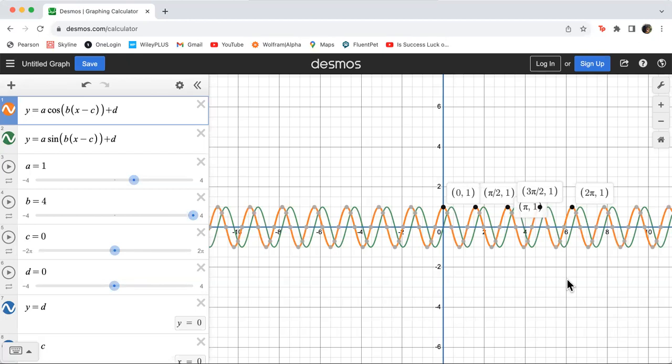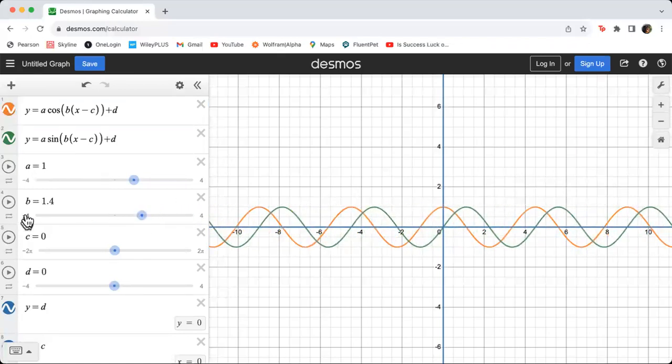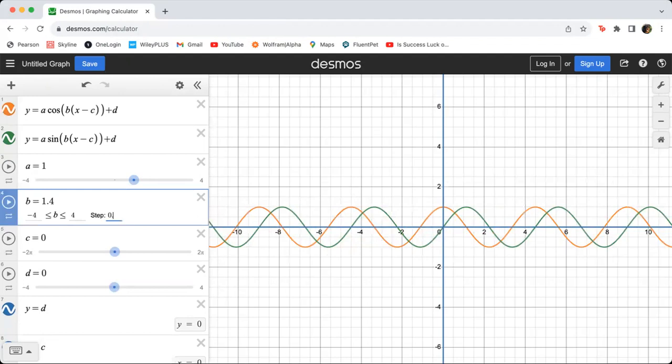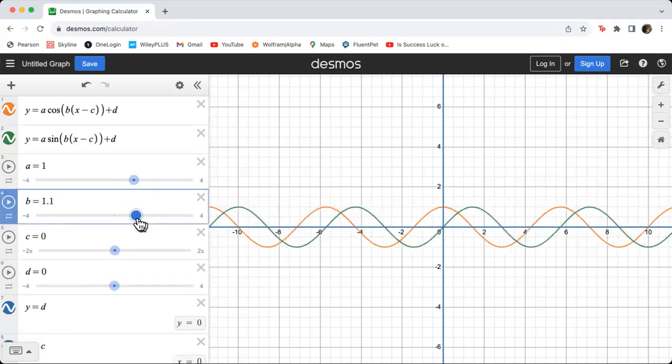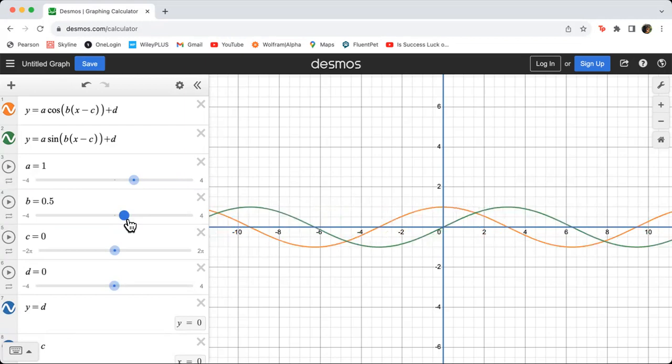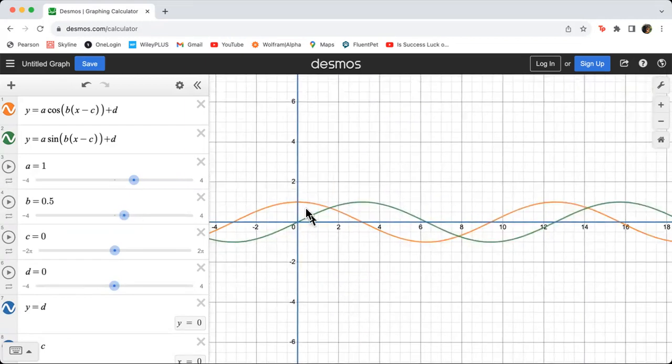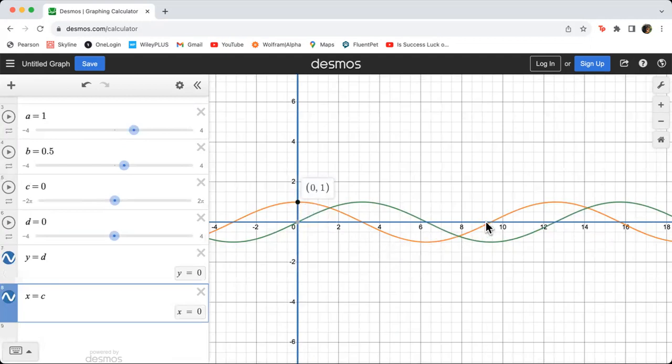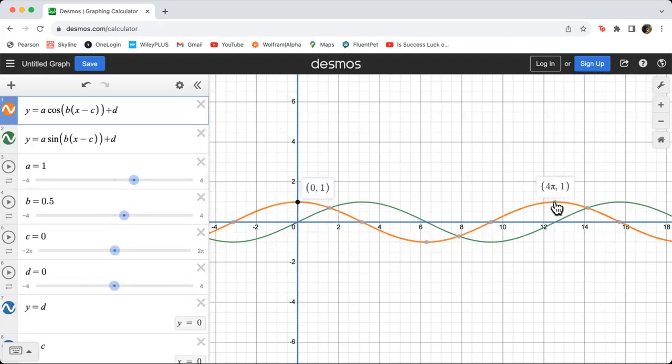When b gets smaller, we'll expect the opposite to happen. When b gets smaller, the period will stretch out. So let's drop b down to a half. So now that b is down to 1/2, we see that one cycle takes 4 pi. We're going at half speed, so we only get half of the cycle inside of 2 pi. We'll go around the circle twice as slow.